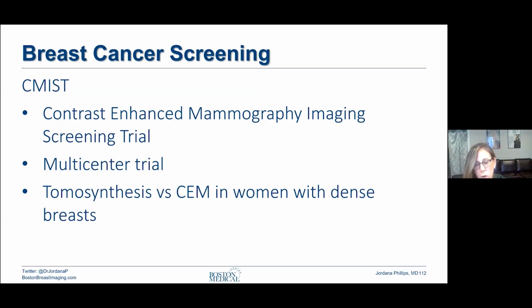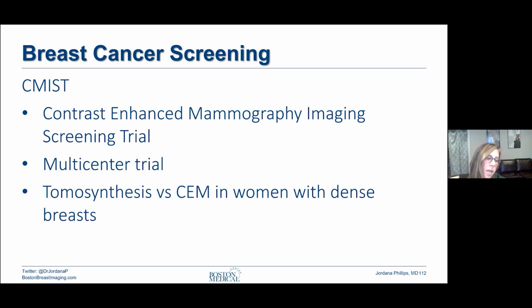It's a prospective, multi-center trial. What CMIS is doing is recruiting about 2,000 women. These women are getting both tomosynthesis and contrast mammo, and it's going to be able to see what the difference is in cancer detection and also what the difference is in false positives, because that impacts our view of whether this is a good screening test.